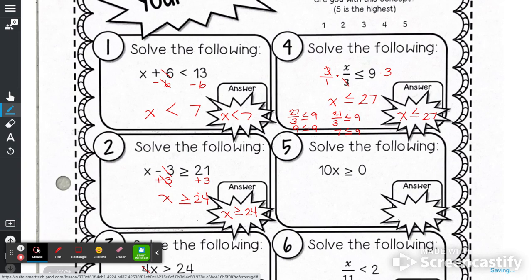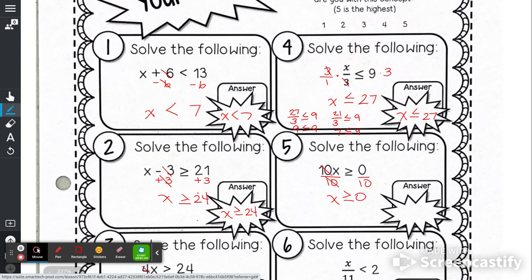Perfect. Number 5 might have been a little tricky. What did you do here? 10 divided by 10. Okay. Do it to the other side of the inequality too. Absolutely. And then bring down x, greater than or equal to. Okay. Now, can we have 0 as an answer? Yes, because we can have negative numbers, which are less. Absolutely. So here, x is greater than or equal to 0.